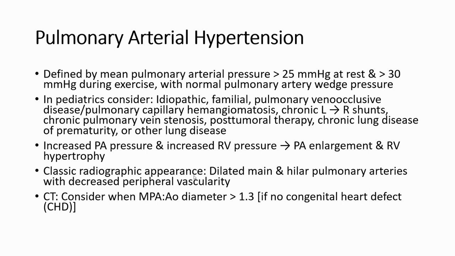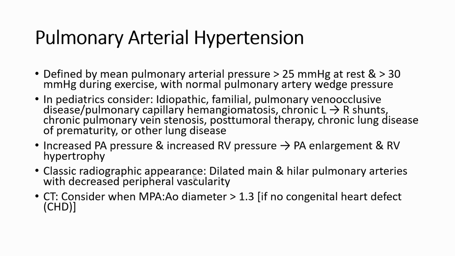In pediatrics, consider idiopathic pulmonary hypertension, pulmonary veno-occlusive disease, pulmonary capillary hemangiomatosis, chronic left to right shunt, chronic pulmonary vein stenosis, post-tumoral therapy, chronic lung disease, or prematurity or other lung disease. Increased pulmonary artery pressure and increased right ventricular pressure lead to pulmonary artery enlargement and right ventricle enlargement.